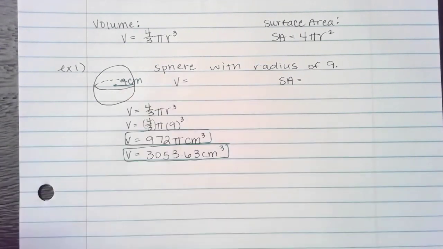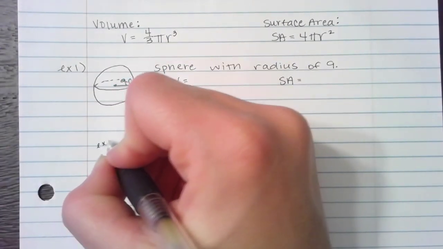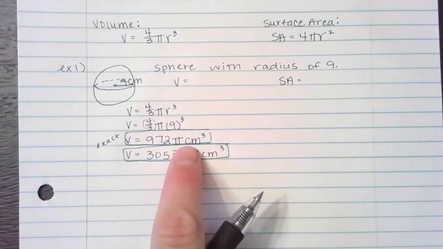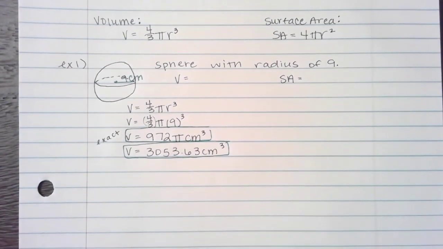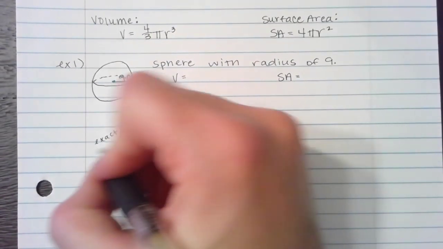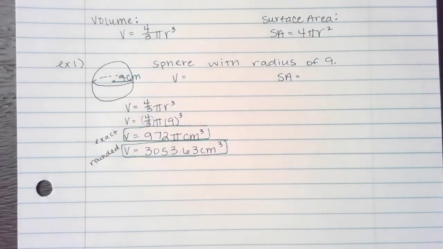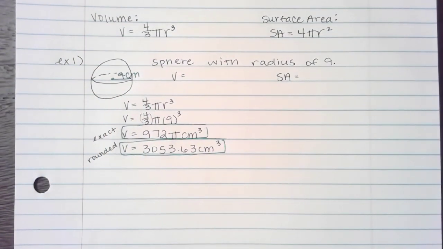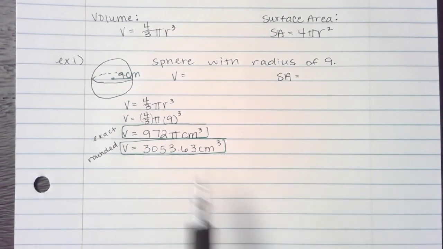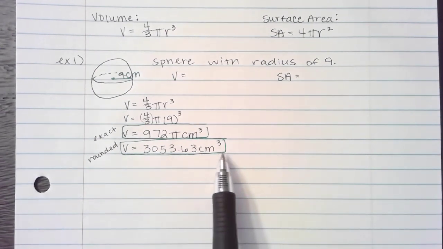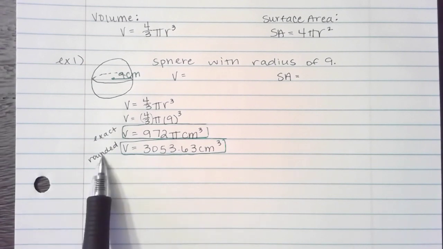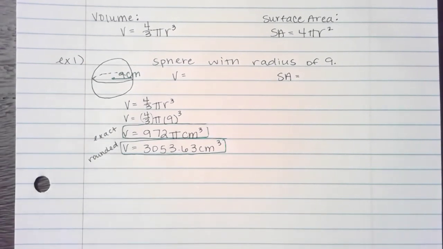And in fact, I'll even write that down, that this is the exact answer, because no one could argue with me. I'd say it's 972 pi, and you'd say, yep, that's exactly what I got. And this is rounded. The reason that rounded is not as exact is because you could argue with me and say, actually, it's 3,053.6. And a friend might have rounded to the nearest hundredth, or thousandth, or ten-thousandth. So rounded is just that, rounded, and not exact.